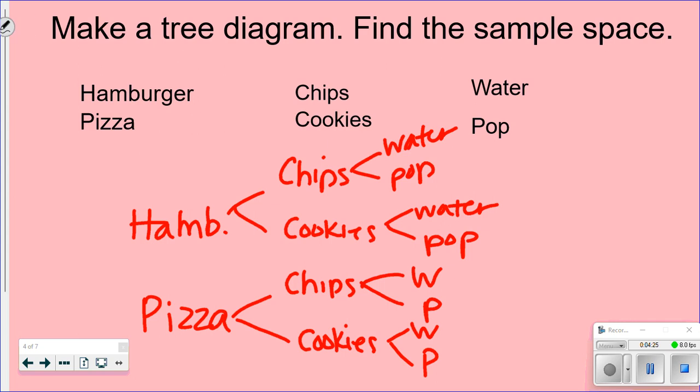So how many possibilities do I have here? So I have, this is 1, this would be 2. And the reason why I say that that's 1 and 2, because hamburger, chips, and water is 1. Hamburger, chips, and pop is 2.